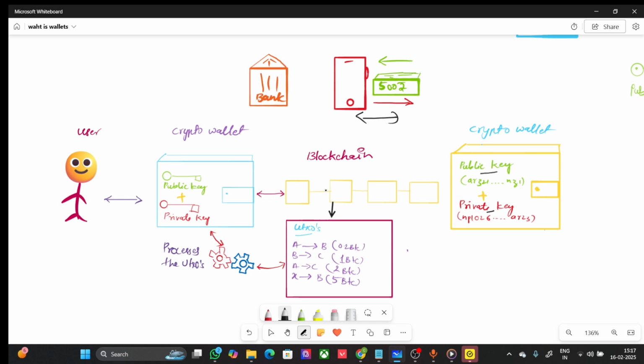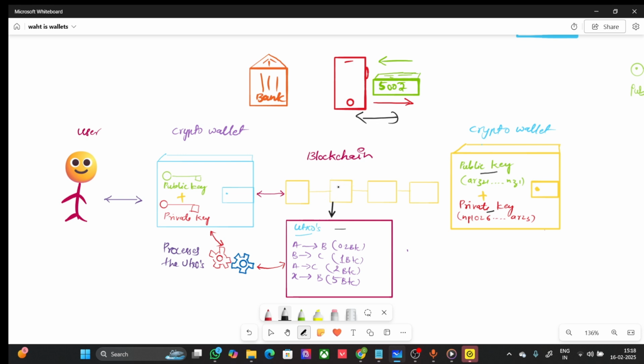So how do these wallets support us? In my previous video, I explained the concept of UTXOs. I'll provide the link in the description. Please do watch that, it will be very helpful to understand this topic. So please go and watch that video first, where I've explained what a UTXO is and how it works.